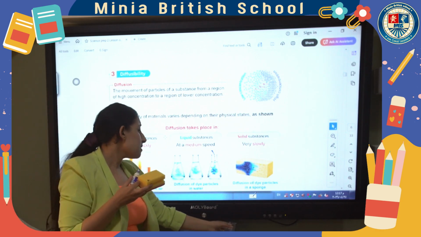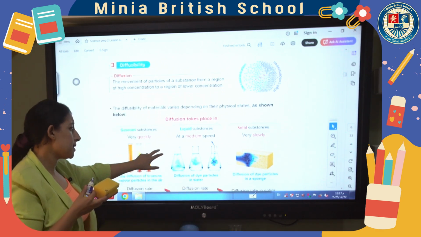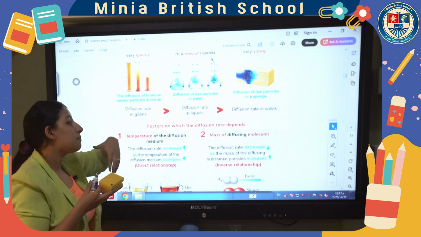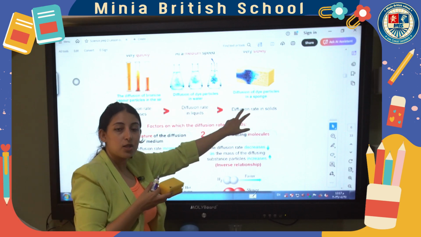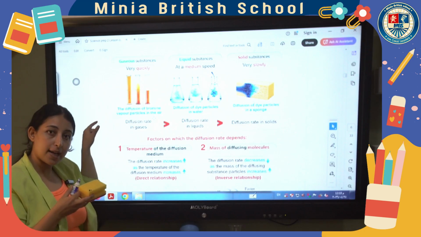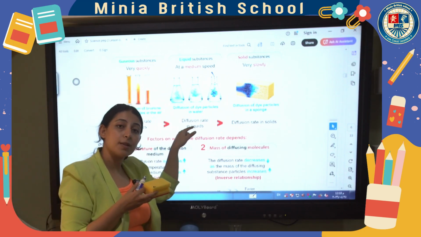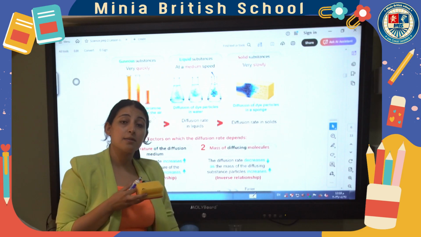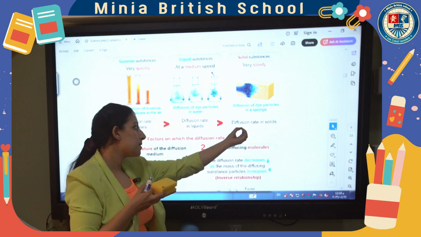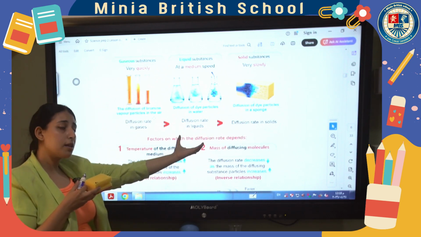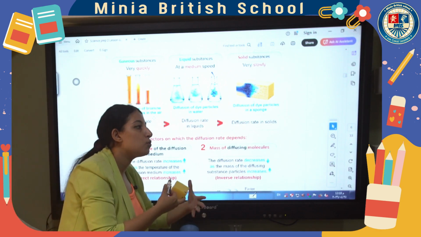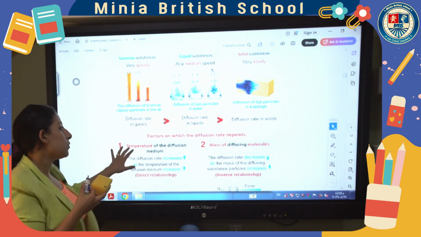So we can say the diffusion in gases is much faster than the diffusion of dye in liquids, which is much faster than the diffusion of this dye inside the solids. So the speed of diffusion inside gases is greater than the speed of diffusion inside liquids, which is greater than the speed of diffusion inside solids. Why? Because here we have very little spaces, here we have moderate spaces between the molecules, here we have very large spaces, so they can diffuse easily and spread easily between them.